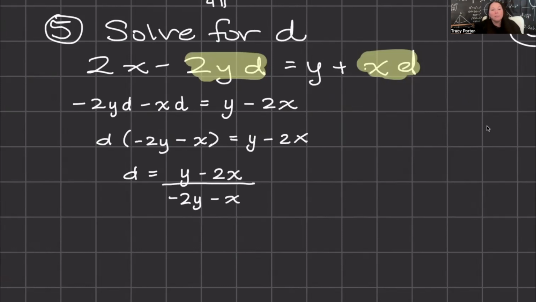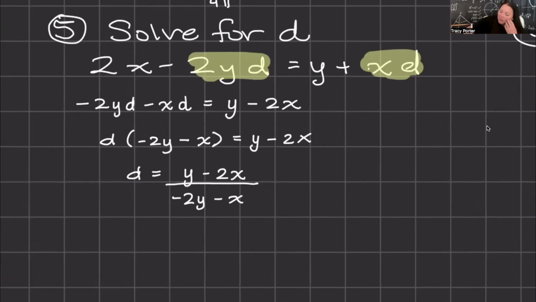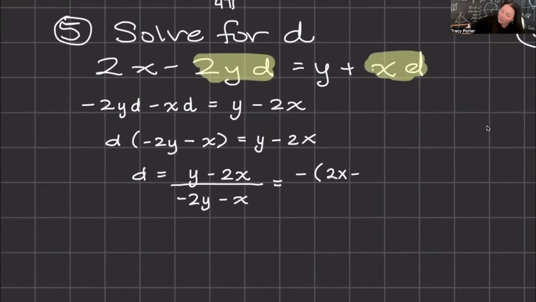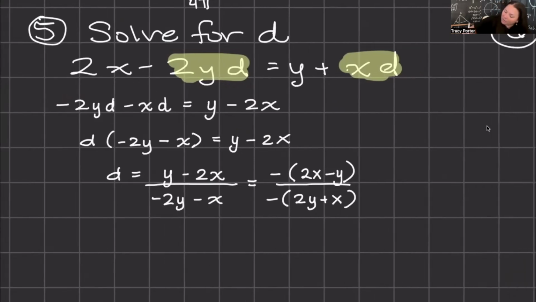It is also common to factor a -1 out and rewrite them. You could rewrite this. So you just need to be familiar with it in case you see it different ways. So if I factored out a negative, that's going to make the minus 2x positive, and it's going to make the positive y negative. And if I factor out a negative here, both of those terms will become positive. So another way to actually write the same answer could look like this. 2x minus y over 2y plus x.